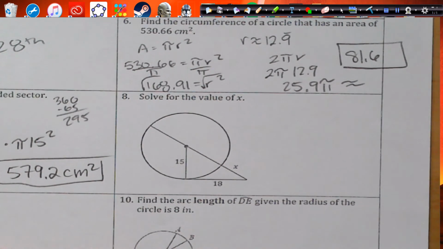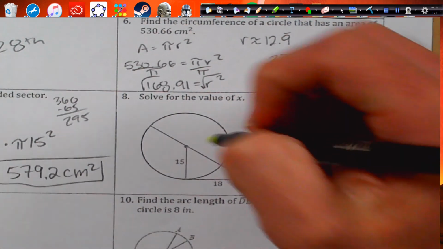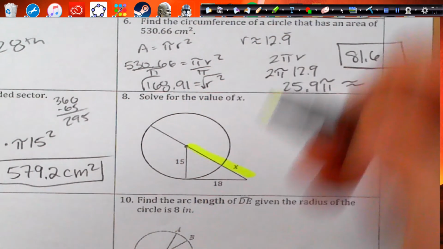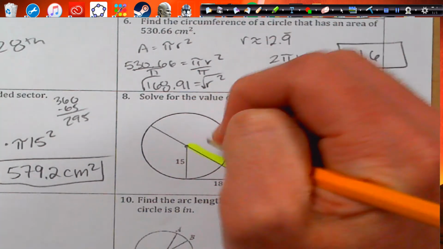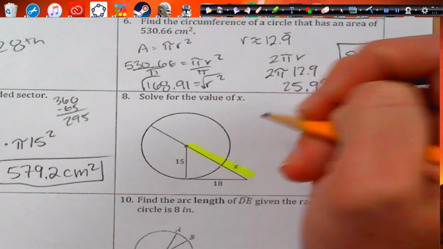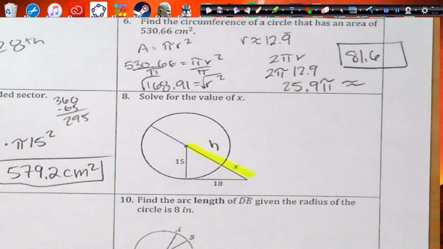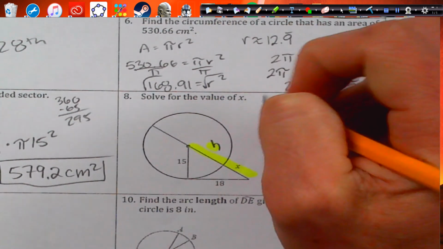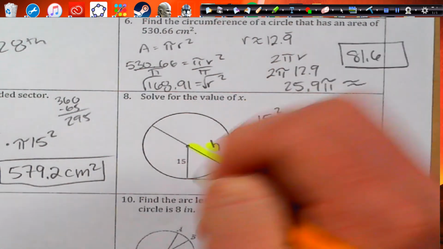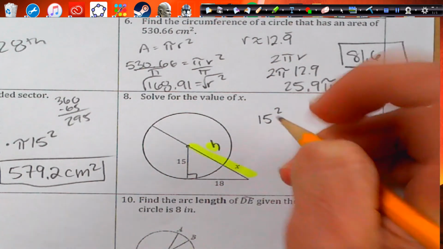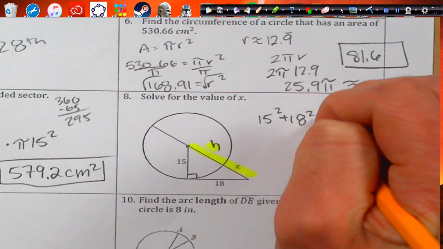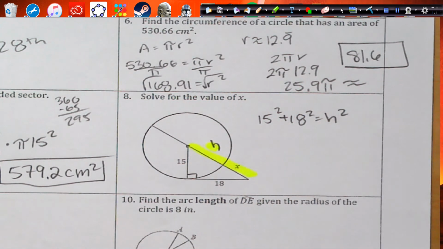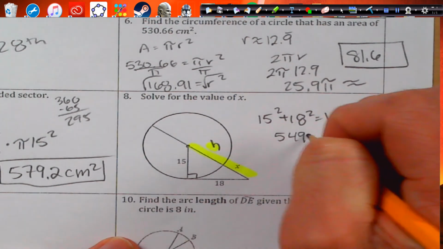Okay, I like this problem, but instead of trying to solve for x, I'm actually going to solve for this whole portion here. I'm going to call it whatever I want. It's the hypotenuse, so I'm going to call it h. So h is the whole distance here. And so what I'm going to do is I'm going to do 15 squared. Now we know this is going to be 90 degrees, that's why I can use the Pythagorean Theorem. 15 squared plus 18 squared equals h squared, the hypotenuse. So we get 549 equals h squared.